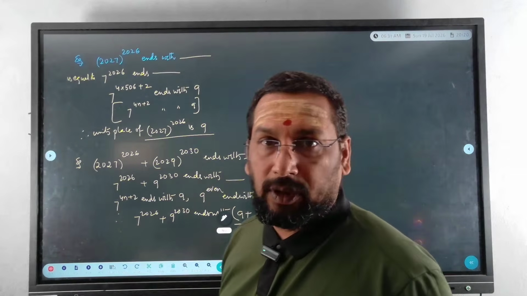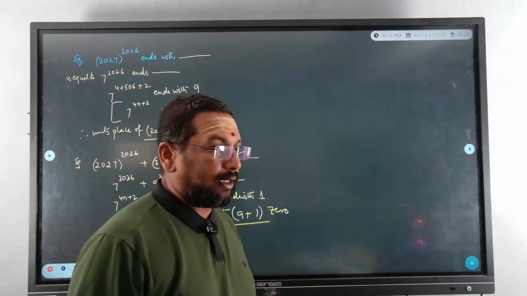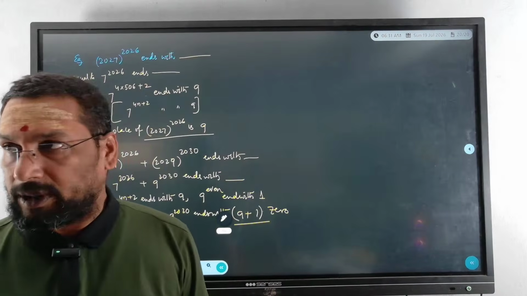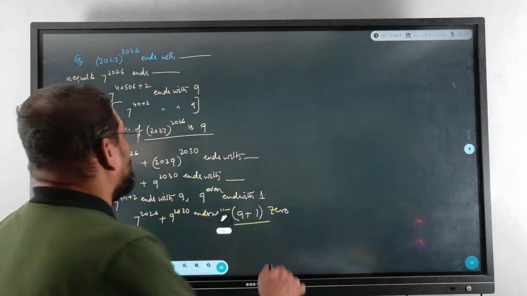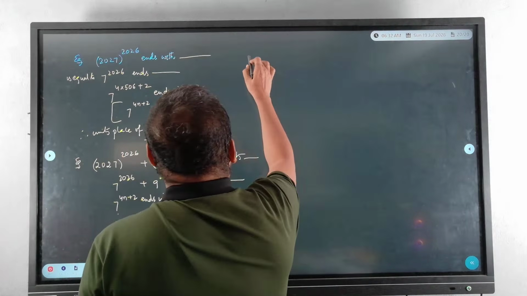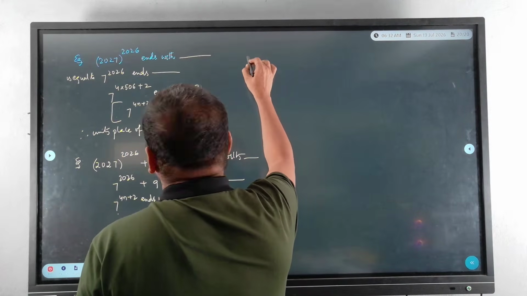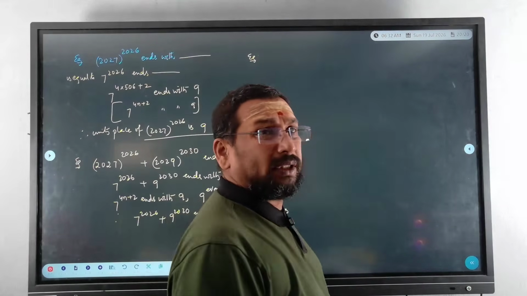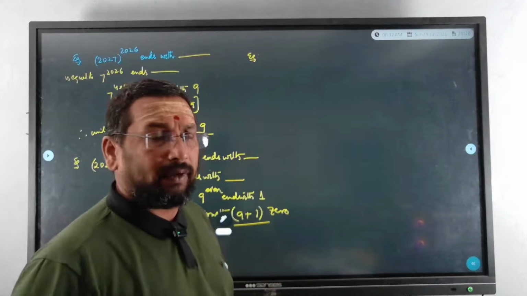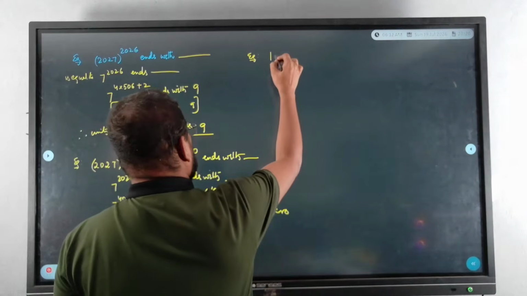Okay, in logarithms we will do that concept: the number of digits in an expansion power. Number of digits we'll do later. You know divisibility rules. No need to discuss divisibility rules. Directly we can solve the questions.